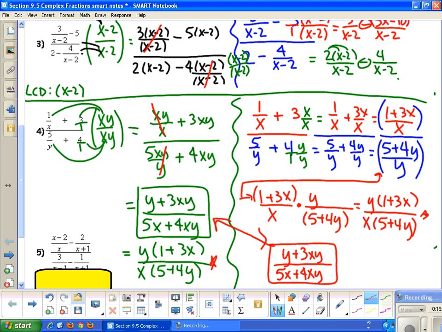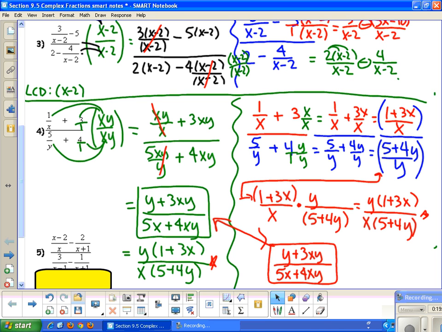We first worked with the numerator, got it as a fraction, then we did the denominator, got that as a fraction, multiply by the reciprocal, and then simplify. Whereas over here, for the first way, we eliminated our denominators by multiplying everything by the LCD, and then we simplified.